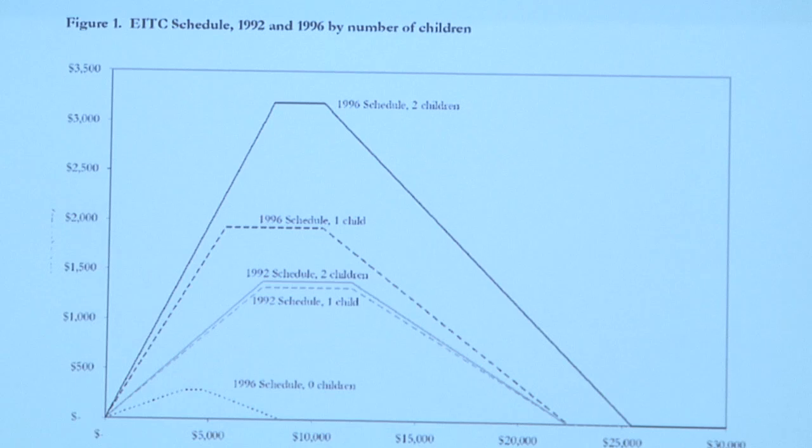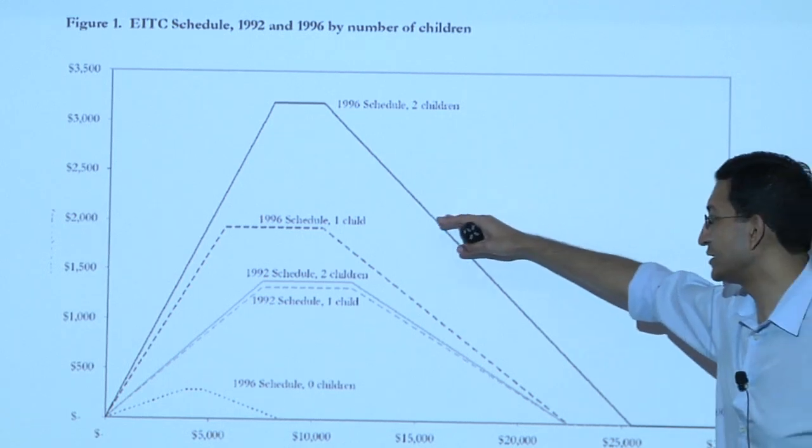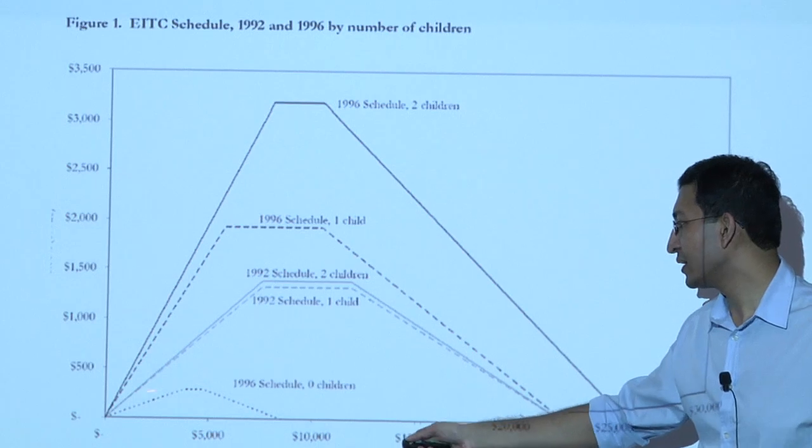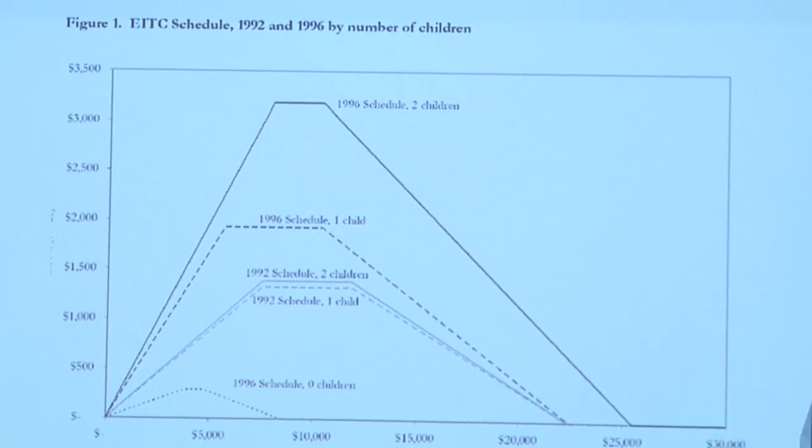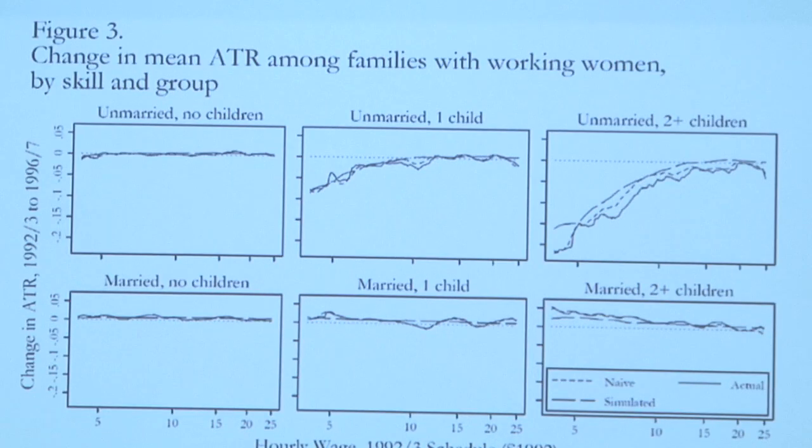Okay, so people with 2 kids who were in a low income range got a big treatment going from 1992 to 1996, and people with no kids essentially got no treatment because there was no EITC for people with 0 kids prior to 1996. And people with 1 kid got a moderate sized treatment. So the number of kids coupled with your income level is the key dimension of treatment here.